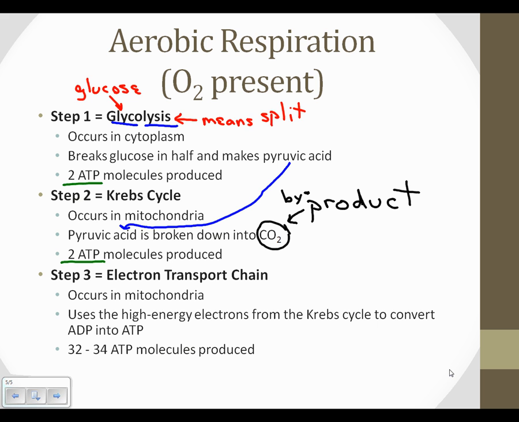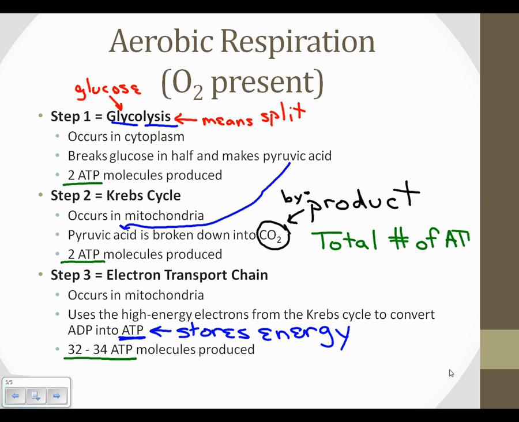And the final step would be the electron transport chain. That also occurs in the mitochondria. And what it does, it uses the high energy electrons that were made during the Krebs cycle, and it converts the ADP into ATP. Remember, ATP stores lots of energy. And if you notice at the end of the electron transport chain, 32 to 34 ATP molecules are produced. So that's a lot.